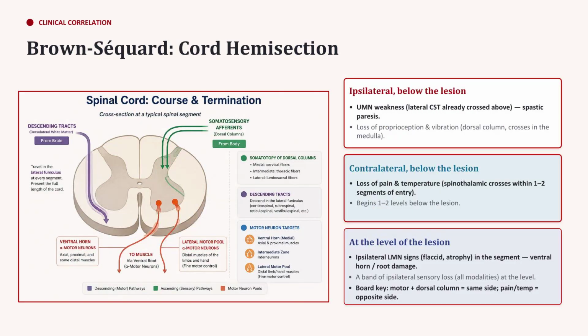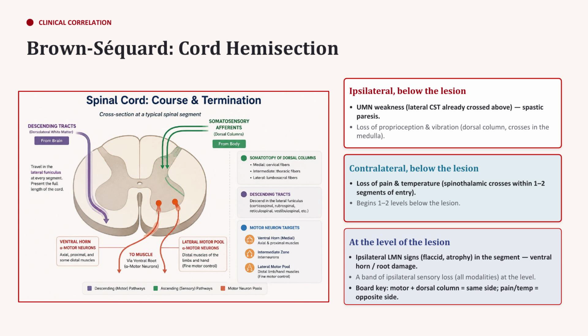Brown-Séquard Syndrome, hemisection of the spinal cord, is the perfect integrative case because it forces you to track 3 tracks with 3 different crossing points at once. Picture a lesion cutting the left half of the cord. The lateral corticospinal tract has already crossed up in the medulla, so below the lesion it is descending ipsilaterally. Damage it and you get ipsilateral upper motor neuron weakness below the level, spastic, hyperreflexic.